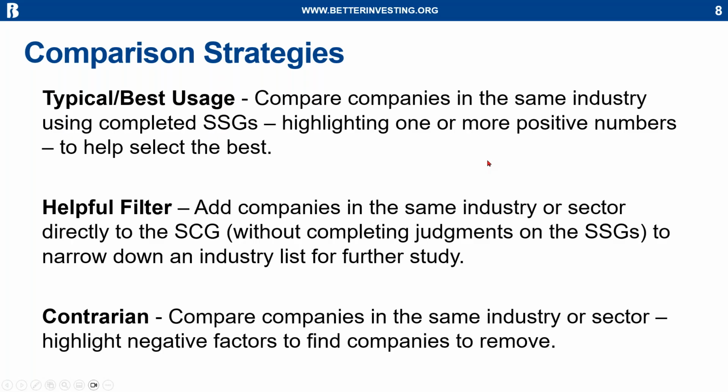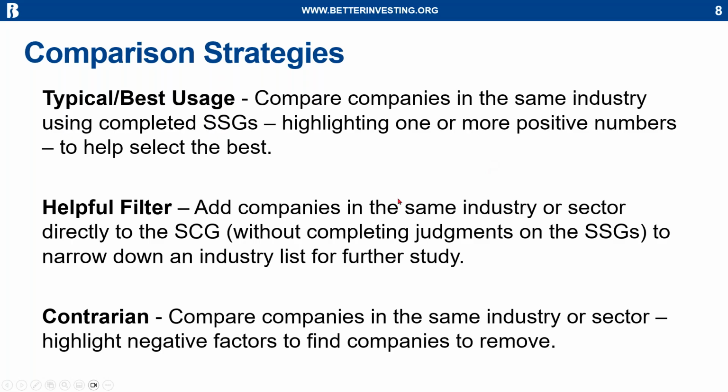Alternatively, I've often used the stock comparison guide and just added companies in the same industry or sector directly to the SCG without completing a full study on them to narrow down an industry list for further study. And the benefit to that, while you don't have judgments, is that you can see some of the fundamental data. You can see the companies stacked up against each other in graphs. And it might be easier to get rid of a company that you shouldn't put your time into studying.